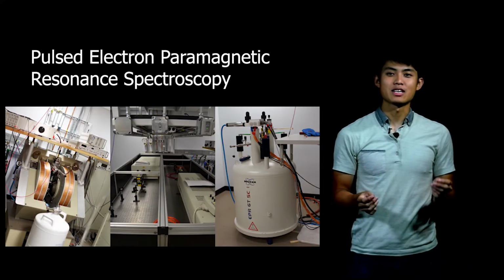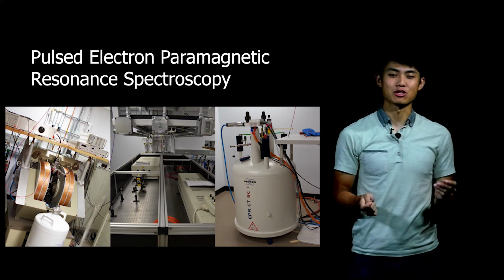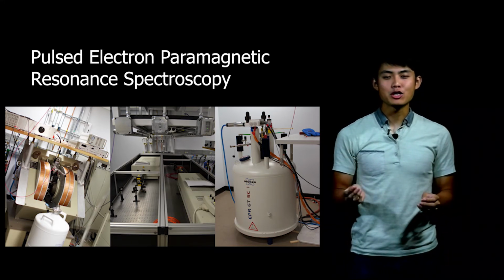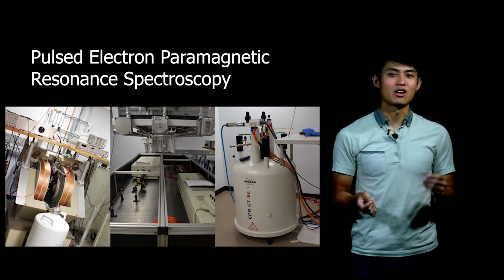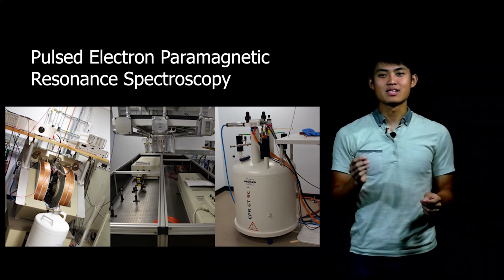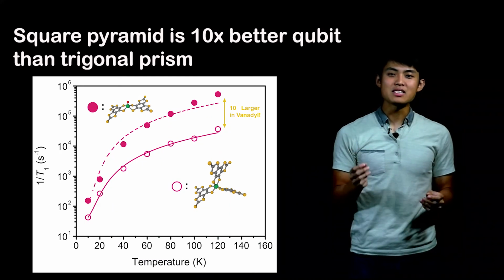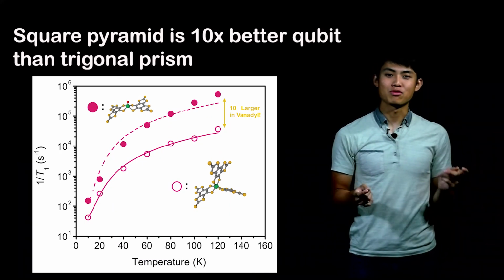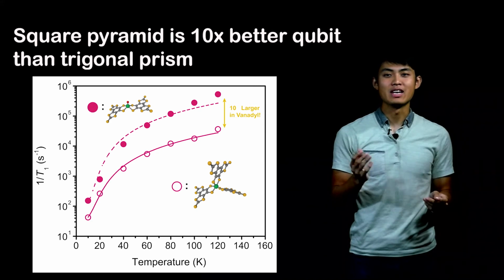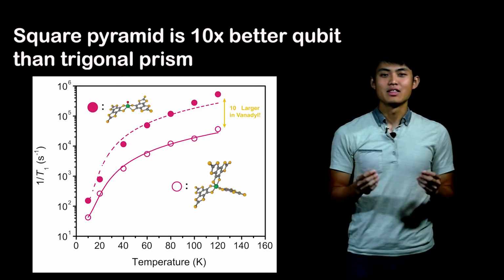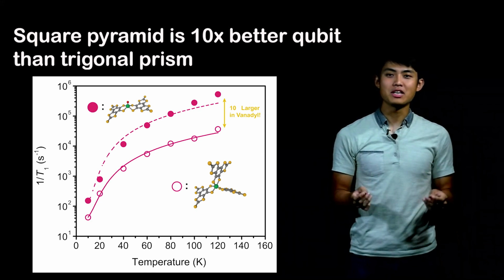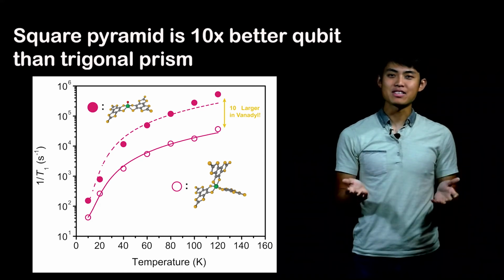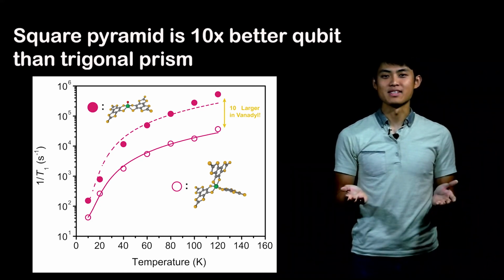To measure their performances as qubits, we use a technique called pulse electron paramagnetic resonance spectroscopy, wherein we use microwave radiation to excite our electrons. Using this technique, we found that the vanadyl complexes showed a 10 times improvement in qubit performance relative to the vanadium complexes. This shows that even a small change in geometry can have a massive impact on their performances as qubits.